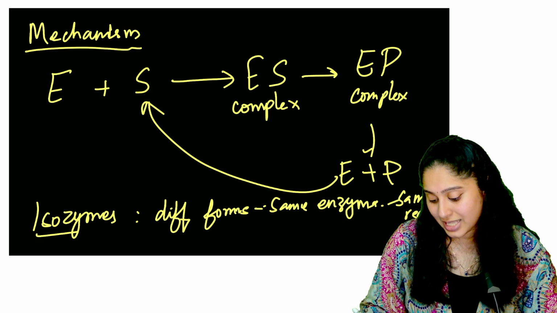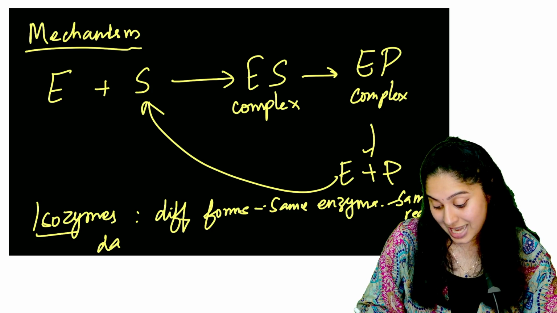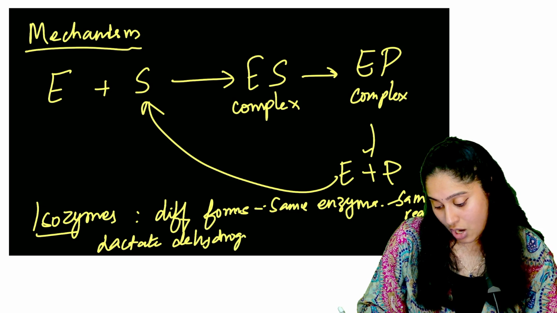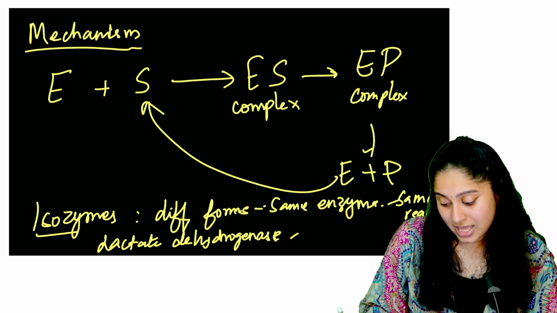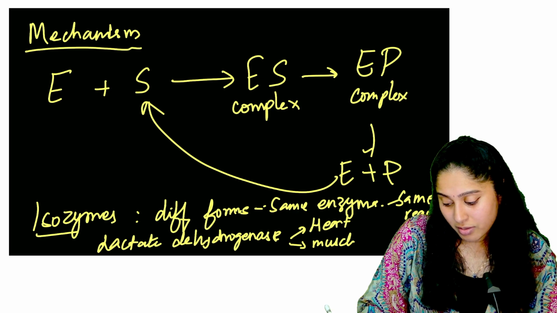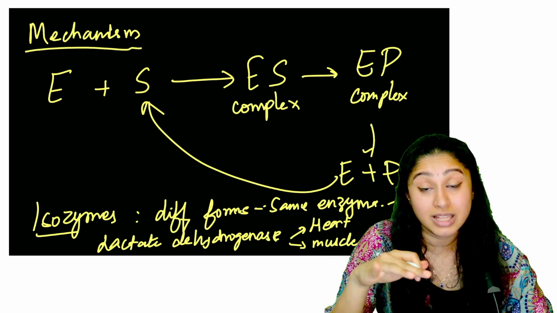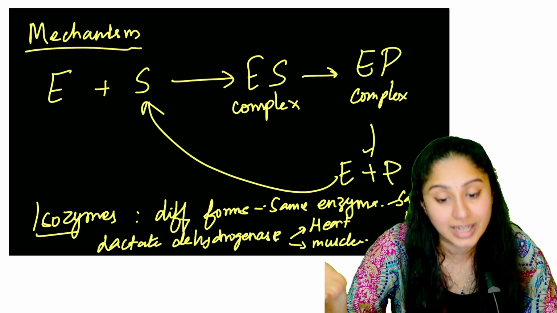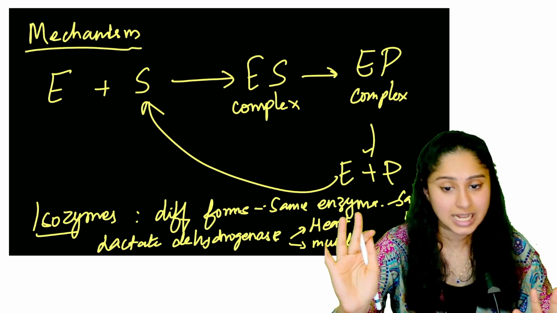For example, there is an enzyme known as lactate dehydrogenase. Now for lactate dehydrogenase, there is one in the heart and one for the muscles, both of which are different because in different physiological contexts they will function differently. Is that clear to all of you?